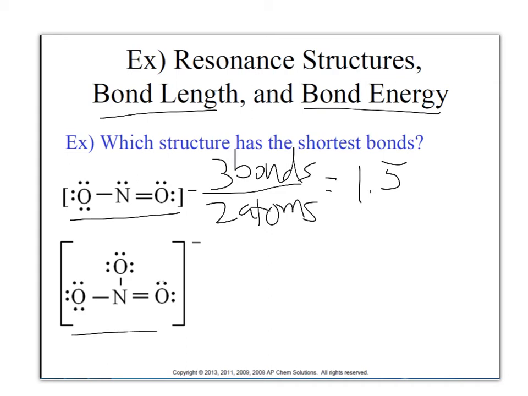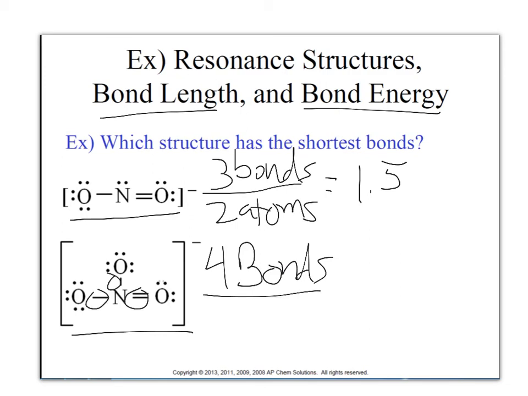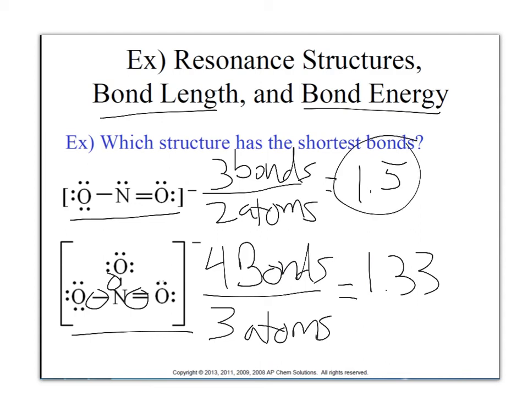Now if we look at the nitrate down here, here we have 4 bonds. If you wonder how I'm getting it like this: 1, 2, 3, 4, right? 4 bonds for 3 atoms. If we do the math there, that only comes out to approximately 1.33. So which one's going to have the shortest bonds? The answer is going to be this one, nitrite, right? That one's going to be the shortest because it has more bonds per atom, right? And remember, a double bond is shorter than a single bond, right?